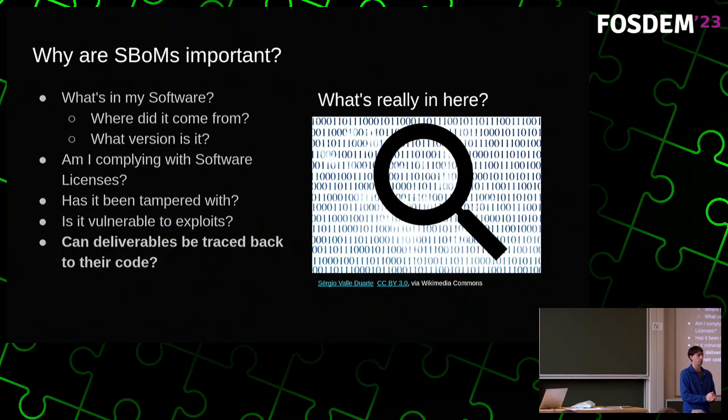So why are SBoMs important? If we're using software ourselves or allowing other people to use it or shipping it to customers or whatever we're doing with it, we want to know what's in our software. We want to know where it came from, what versions those things are at a very minimum. If there's software licenses, we want to know if we need to do anything to comply with them or things like that, or make sure they're not being used improperly.